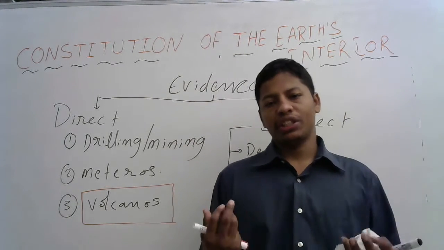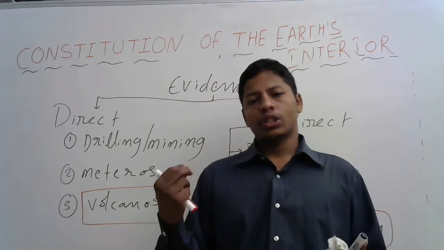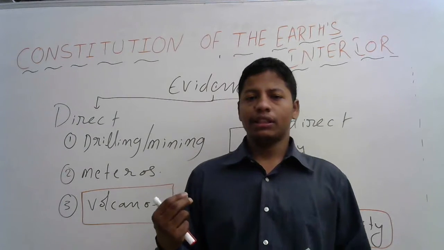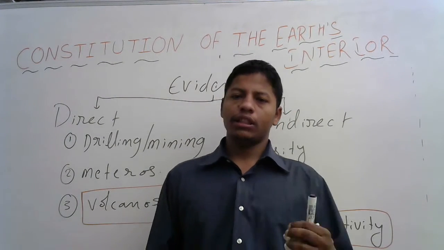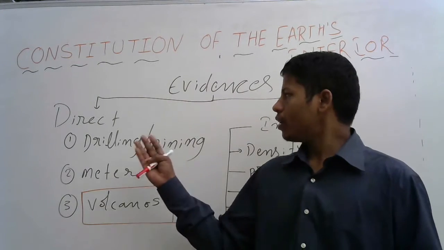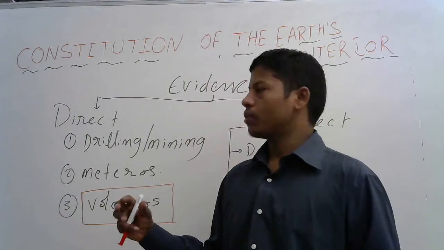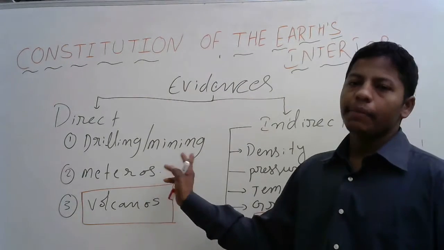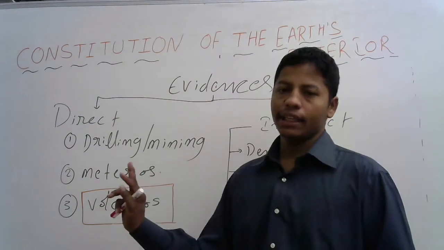Why do pressure and density increase? Why is there 6000 Celsius temperature in the Earth interior? Why does the temperature increase? These are the basic evidences. Drilling and mining: the first one is direct sources, drilling and mining.